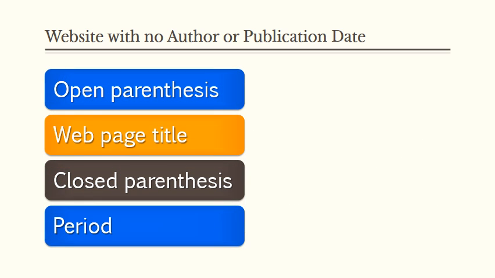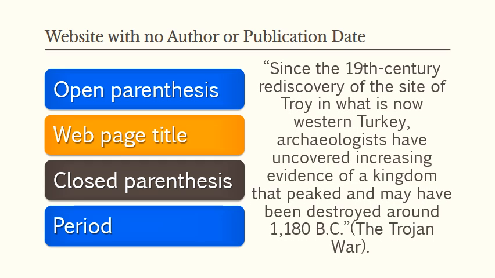Some websites do not list an author or the date of publication. In that case, the in-text citation begins with an open parenthesis mark followed by the title of the web page. There is a difference between the title of the website and the title of the web page. The closed parenthesis mark follows the title of the web page and a period completes the citation. Here is an example from a web page titled The Trojan War on the History.com website.